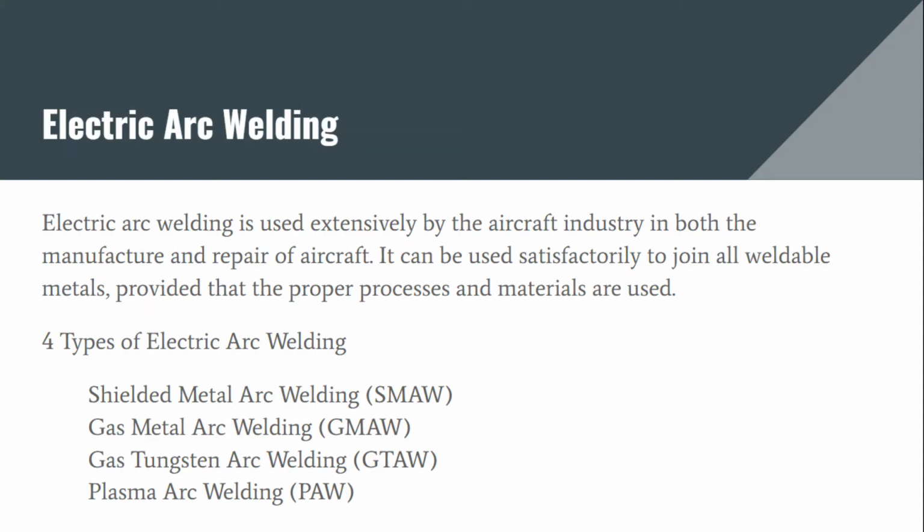There are 4 types of electric arc welding in aircraft industry. Shielded metal arc welding or stick welding, SMA. Gas metal arc welding, GMA. Gas tungsten arc welding, GTA. Plasma arc welding, PA.